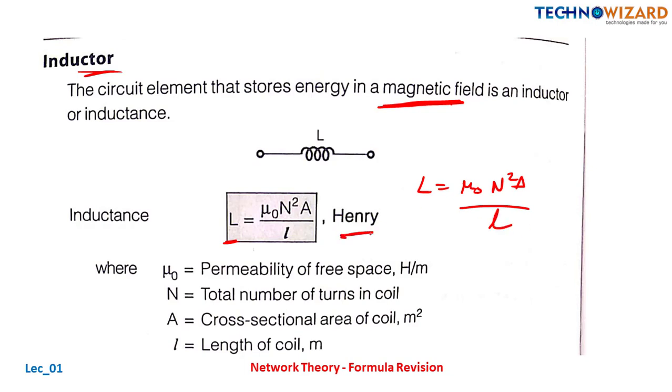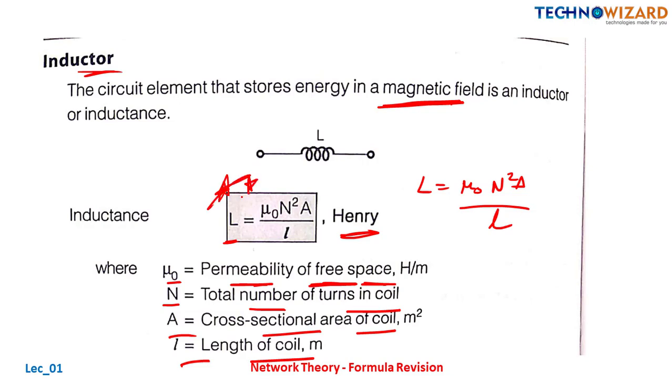Okay, its SI unit is Henry and the capacitance SI unit is Farad. What is mu naught? Mu naught is the permeability of free space. N is the total number of turns in the coil, A is the cross-sectional area of the coil, and L is the length of the coil. So please remember the formula for this.